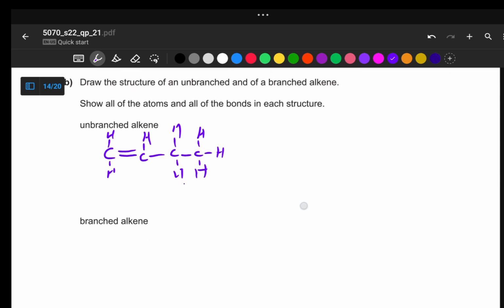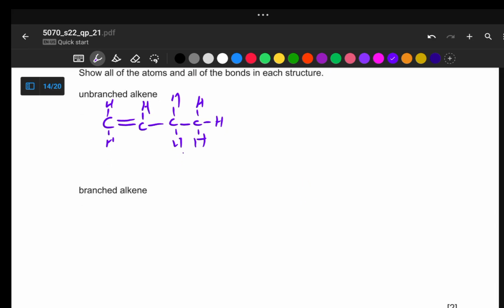And then for the branched, let us say we're going to have 2-methylpropene, so it's 2, right? And then here we have the double bond H, right? And then we're going to have C here, and then H, and then H, and then here we're also going to have the C, H.